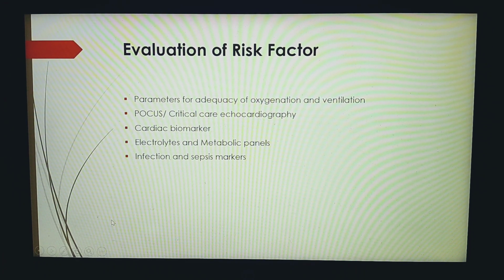So we should evaluate the risk factors and also the predisposing factors: if there is any problem in oxygenation and ventilation, if there is any structural heart disease, or any acute insult to the heart, especially acute coronary syndrome, and also electrolyte imbalance, metabolic derangement, infection, and sepsis markers, to identify the risk factor or predisposing factor for arrhythmia. This is very important, as if we can treat the etiology or risk factor, then the arrhythmia will subside spontaneously.